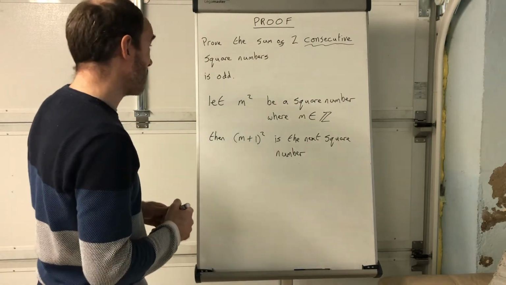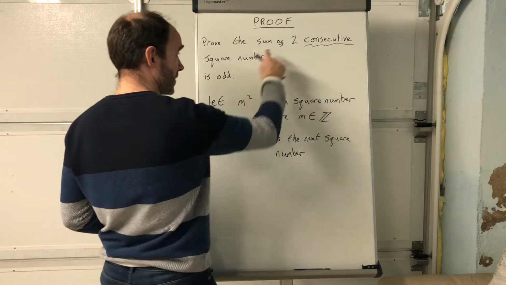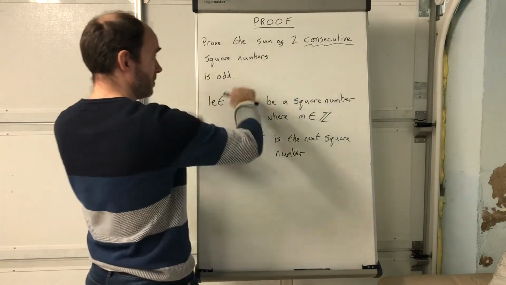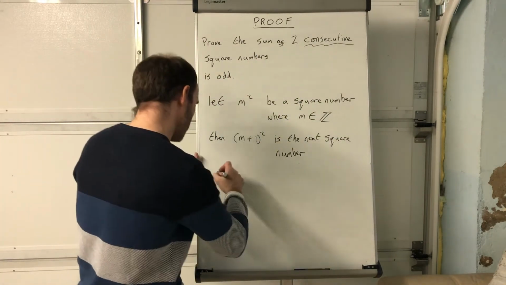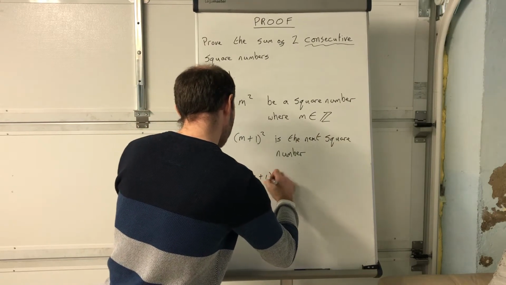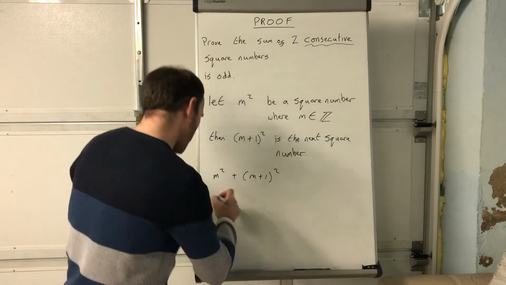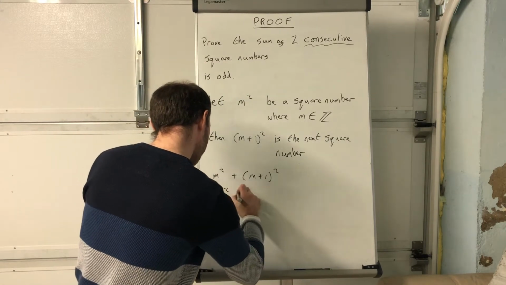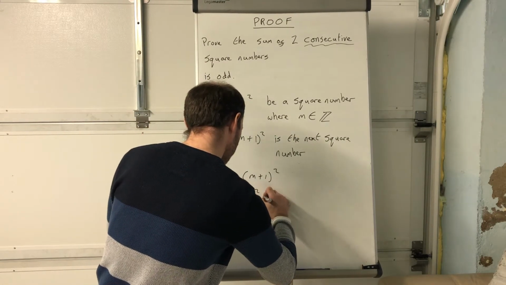And then what we're going to do is look at the sum of these numbers. So now I've got the two consecutive square numbers. We're now going to look at the sum of them and see what happens. So we'll do m squared for the first one, and then m plus 1 squared for the second one, and we'll see what that gives us. All working is needed. Don't skip any stages at all.